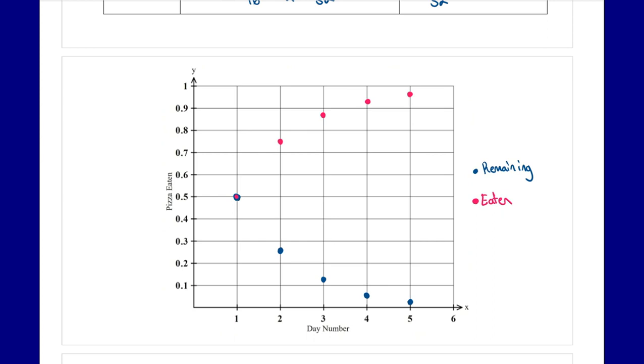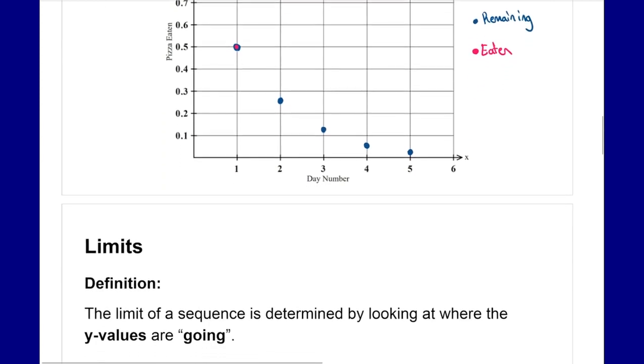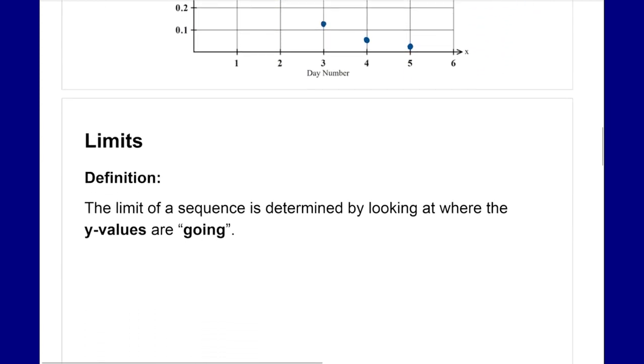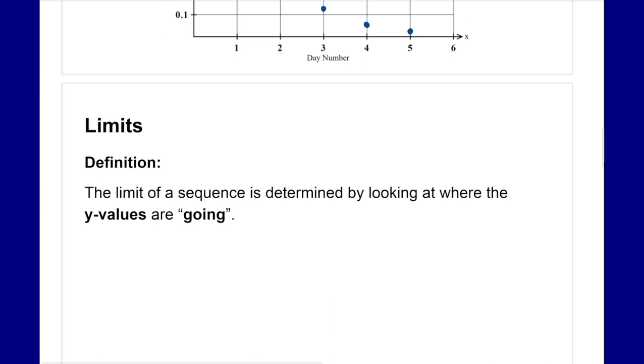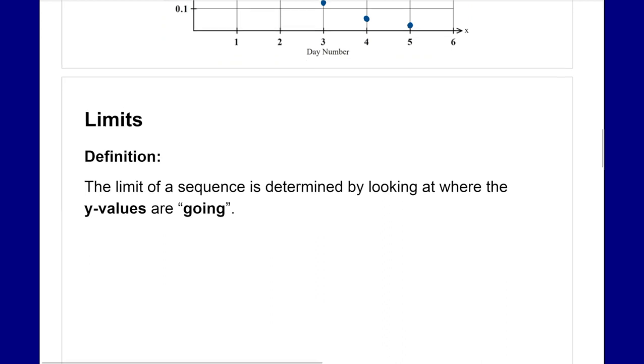So this is what the pattern is, or where these numbers are heading. This is what we call our limit. And limits, by definition, the limit of a sequence or the limit of numbers or the limit of a graph is determined by looking at where the y values are going. Where are the values headed? So that's what we were looking at today.